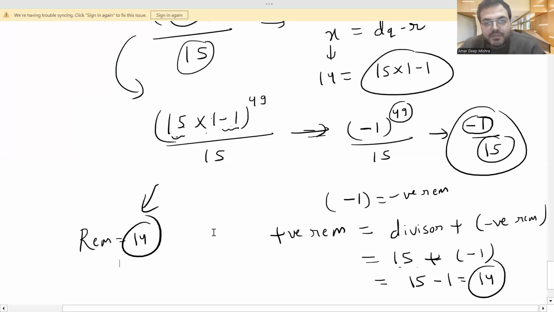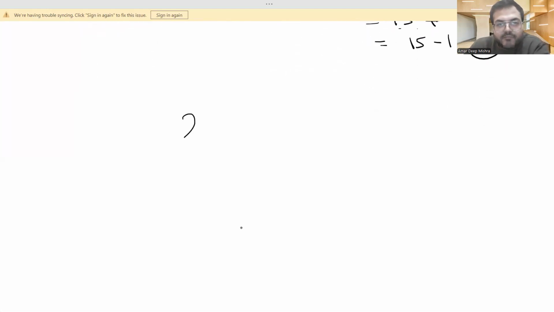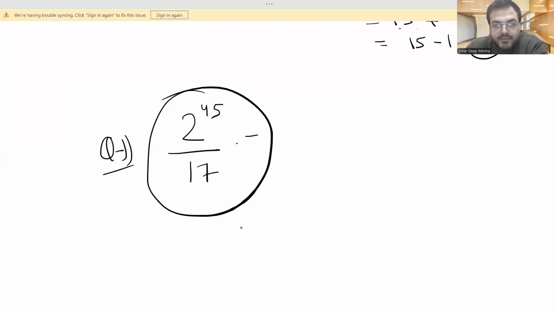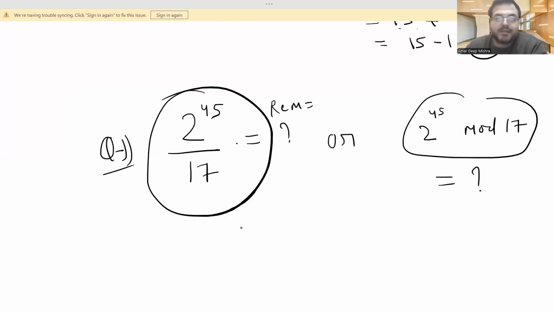Now I'll give you one more question. Think about that. Try to get the answer. Suppose we have 2 to the power 45 and dividing it by 17. This is the question I'm giving you for homework. Try to solve this question. You have to find the value of remainder. Or I can also write the question like this: 2 raised to the power 45 mod 17. Now what is the value of remainder?